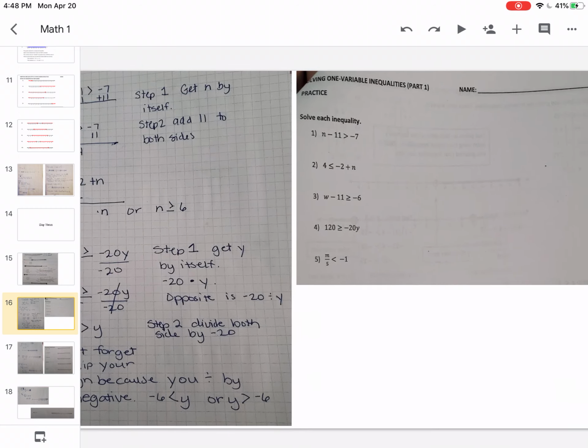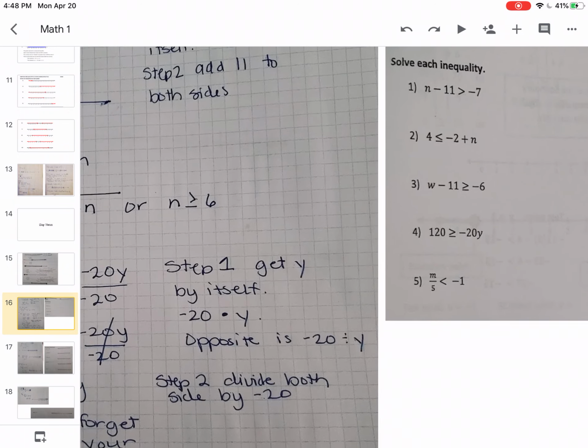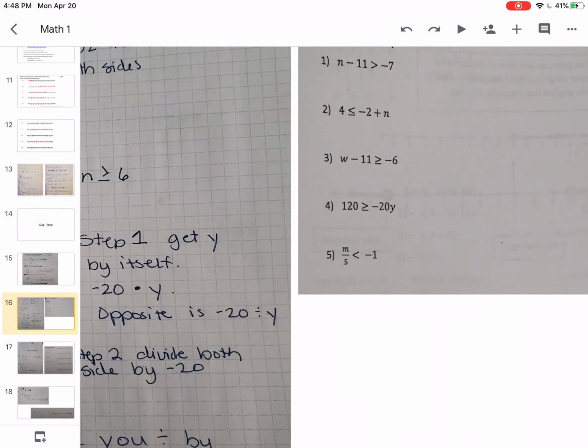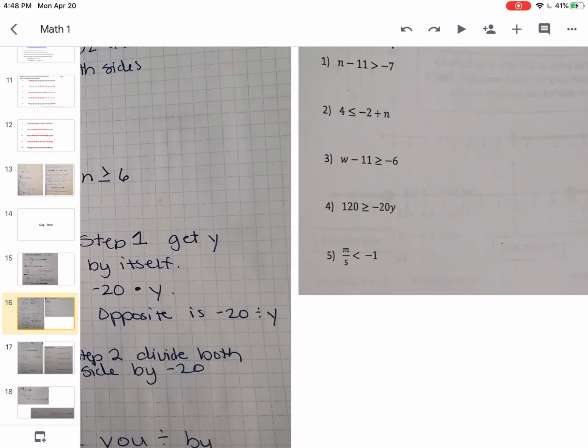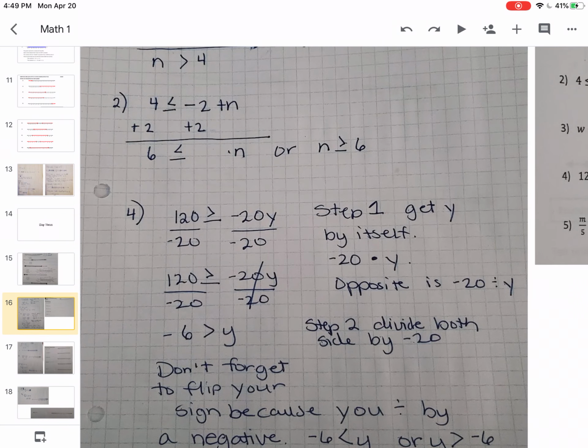Okay, number 3 over here is just like number 1, so you guys do that one on your own. Number 4 is different. We have 120 is greater than or equal to minus 20 y. So we have minus 20 times y. So in this one we need to, step 1, get y by itself.